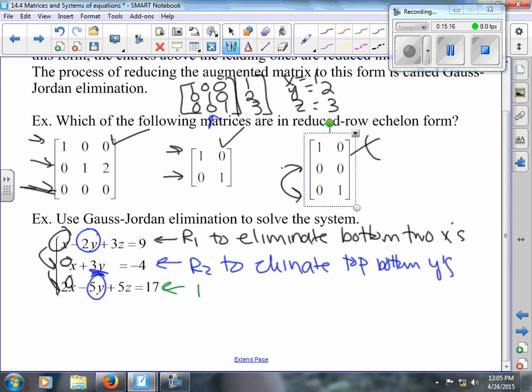And then you use the third row to eliminate the top two z's. Okay, so you're going to use this, not that one, this number here to make these into zeros. By the time we get to this step, this one won't be a zero. That one will not be a zero at that point. And you're going to do it in this order.